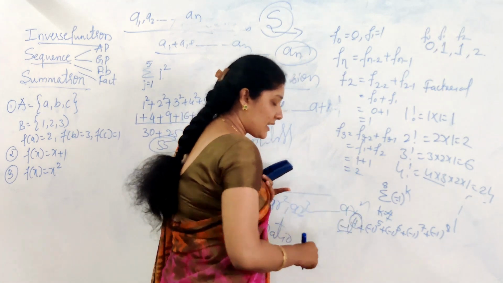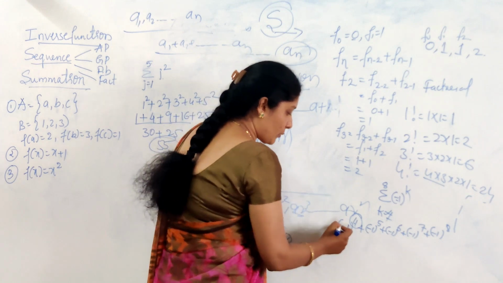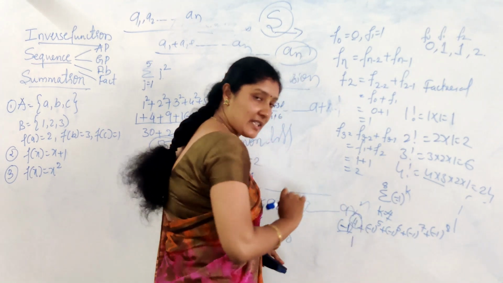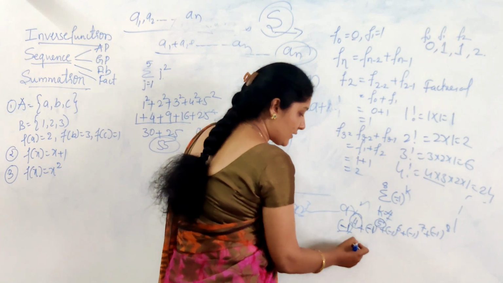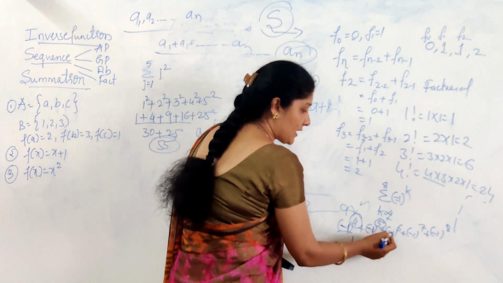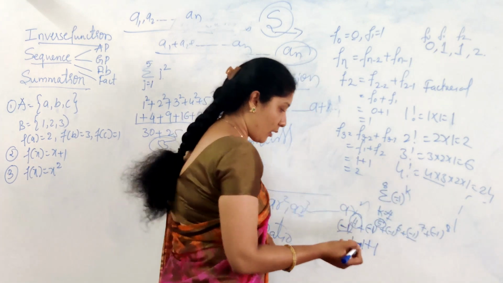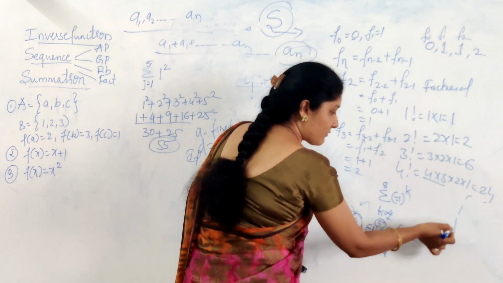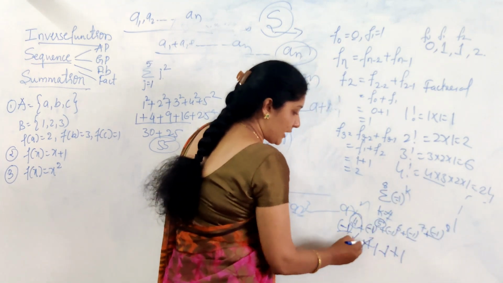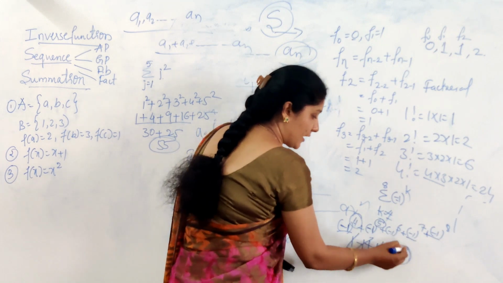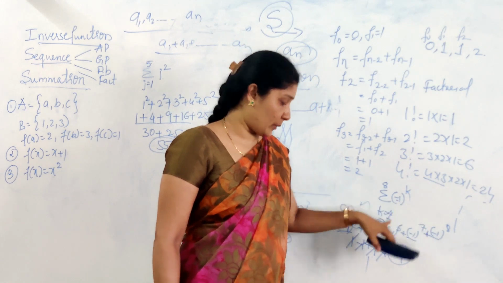If the power is even number, then obviously the result will be plus. So minus 1 raised to 4 is plus 1. Next, minus 1 raised to 5, it is odd. Therefore it is minus 1. Next, minus 1 raised to 6, even, plus 1. Minus 1 raised to 7, odd, minus 1. Minus 1 raised to 8, even, plus 1. Plus 1, minus 1, plus 1, minus 1 get cancelled and what remains is 1. Therefore, the summation of the elements of this sequence is 1.